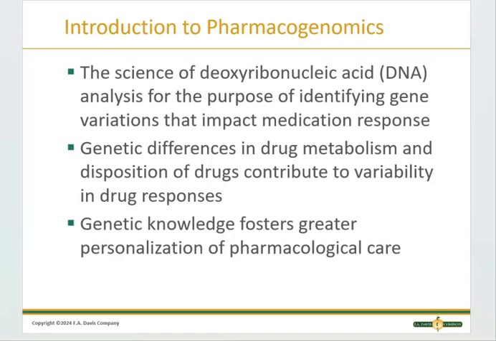The science of DNA, which is deoxyribonucleic acid, so the science of DNA analysis for the purpose of identifying gene variations that impact medication responses. Until recently, the ultimate goal of pharmacogenomics has been the development of prediction models to forecast debilitating adverse events in specific individuals. But more recently, across populations based on similarities in age and gender, or race or ethnicity, we can find differences as well.